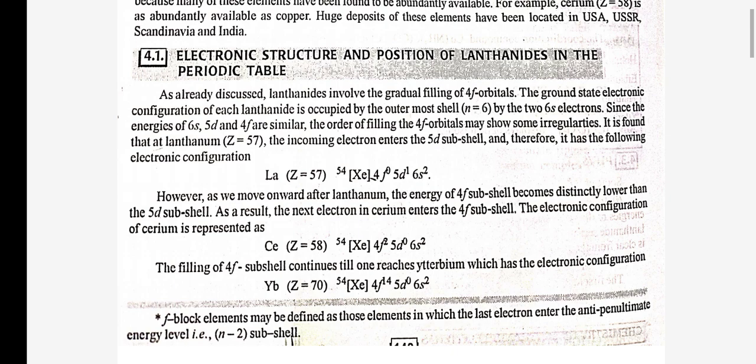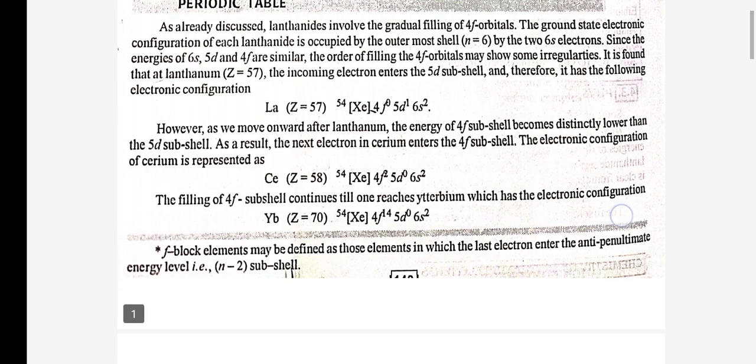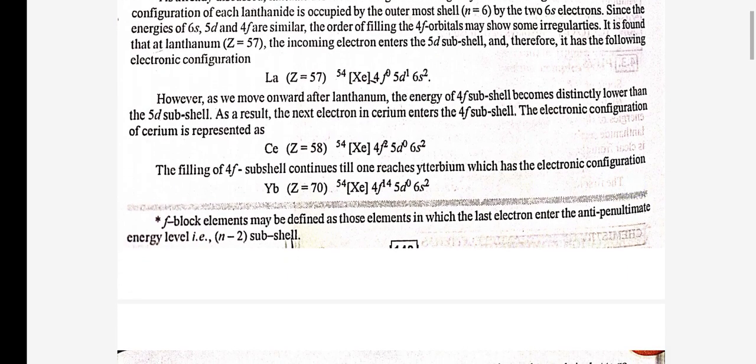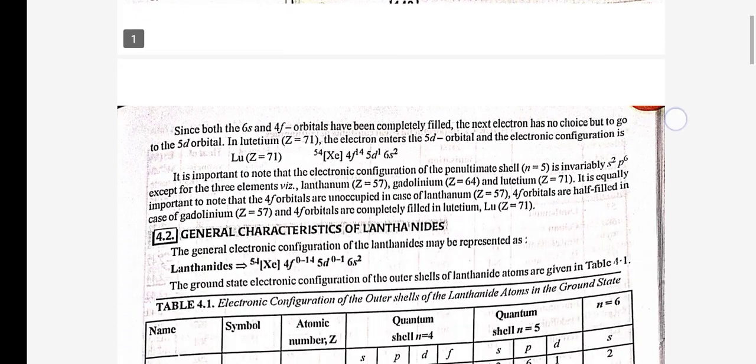The electronic configuration of cerium is represented as xenon 54, 4f2 5d0 and 6s2. The filling of the 4f subshell continues till one reaches lutetium's predecessor ytterbium, which has the electronic configuration xenon 54, 4f14 5d0 6s2. F-block elements may be defined as those elements in which the last electron enters the anti-penultimate energy level, that is the n-2 subshell.